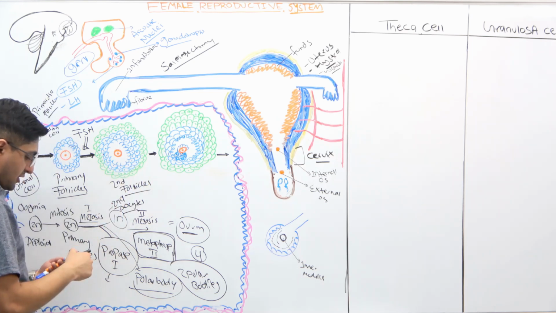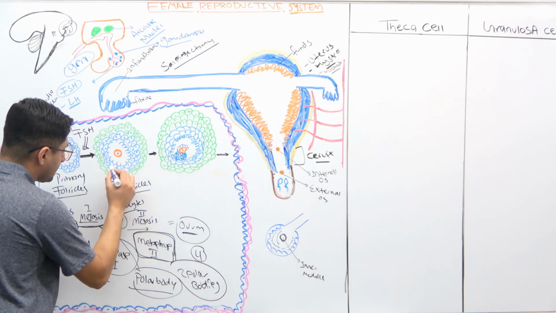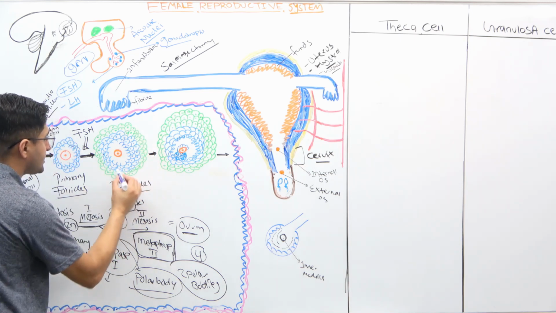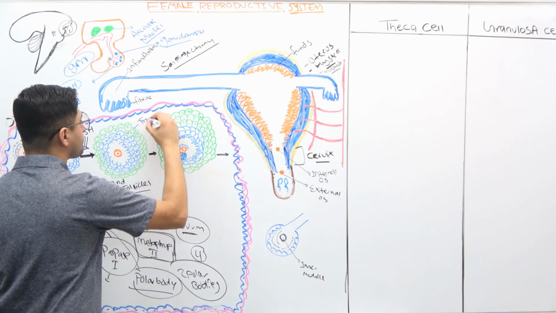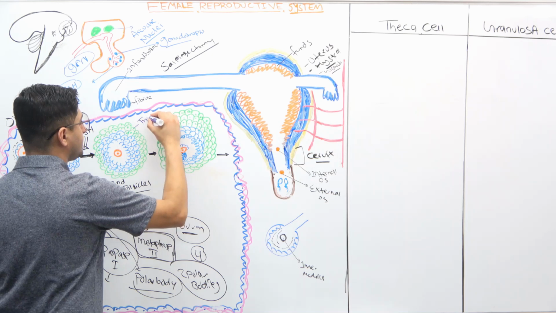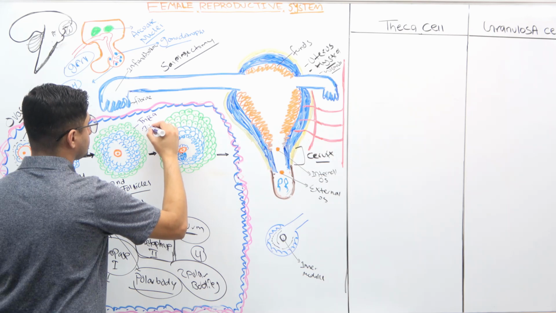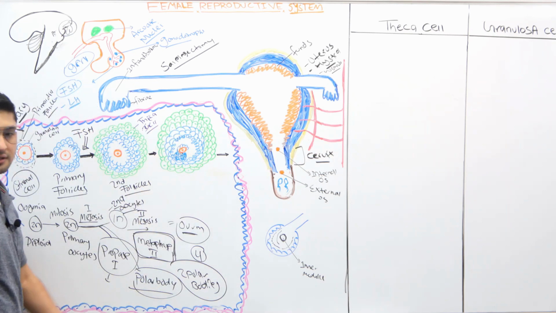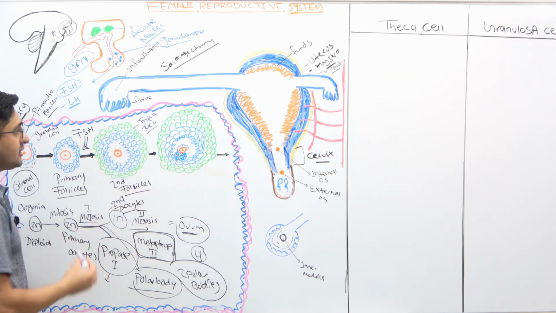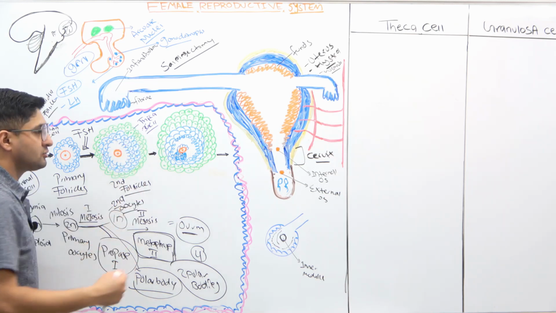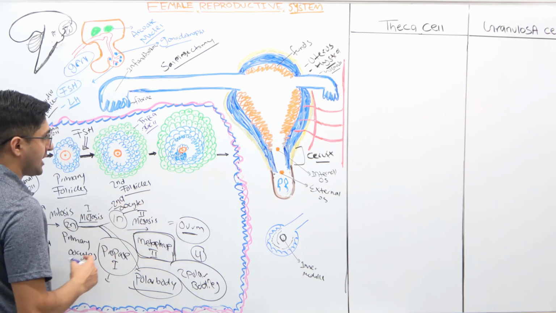You guys already know this, right? These cells right here are your granulosa cells. You know what these green cells are called? These are called theca cells. Let's write that down. These are called theca cells. And remember, these theca cells further multiply and make two layers of cells, which are called theca interna and theca externa.